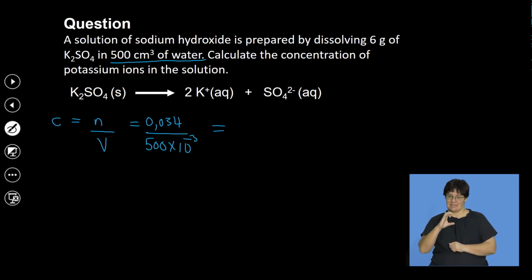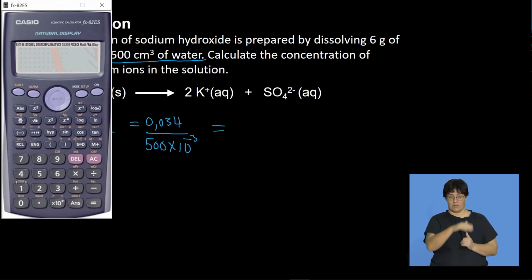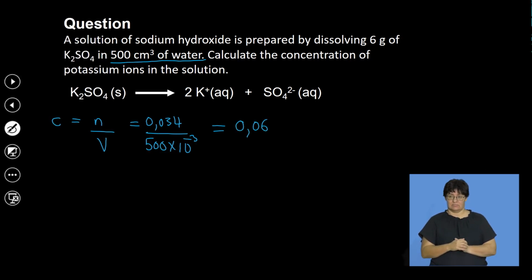So what's the concentration of potassium sulfate? We'll go to our calculator once more. We know that's 0.034 divided by 500 multiplied by 10 exponent negative 3. If we can just put a bracket there so that it becomes very accurate. So you need to familiarize yourself with the use of the scientific calculator. So the concentration as a decimal fraction is 0.068 mole per cubic decimeter.